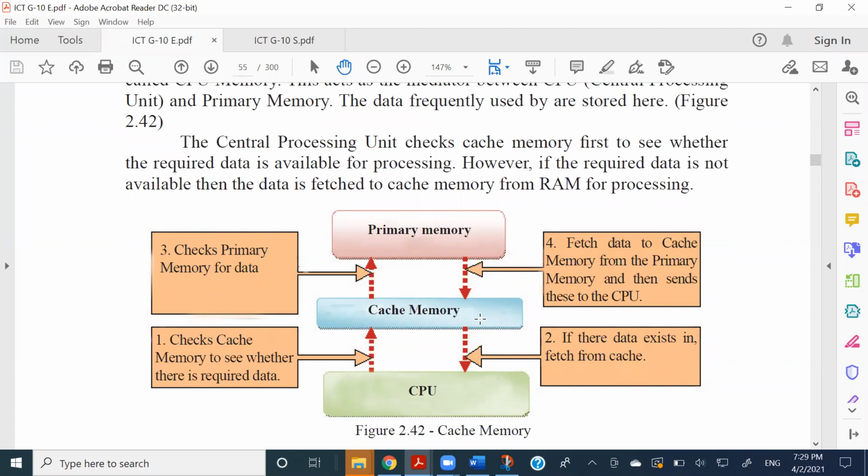Because the cache is nearer. Then the CPU checks whether the cache memory has the data to execute this program. Right? That's what this picture says. Check cache memory to see whether there is required data. So if the data is available inside the cache memory, it will straight away take the data from the cache memory. So the execution gets quicker. In case cache memory does not have the required data, then it will refer to the main memory, which means the RAM, right?